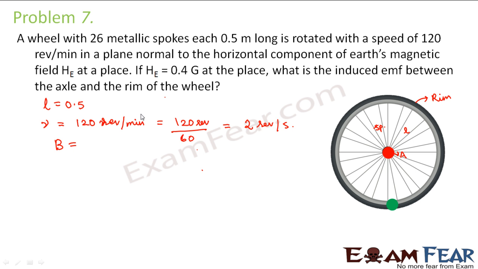And the magnetic field, that is HE, is the Earth's magnetic field. So magnetic field is given as 0.4 Gauss. That is 0.4 into 10 to the power minus 4 Tesla. So we have to calculate the value of induced EMF.